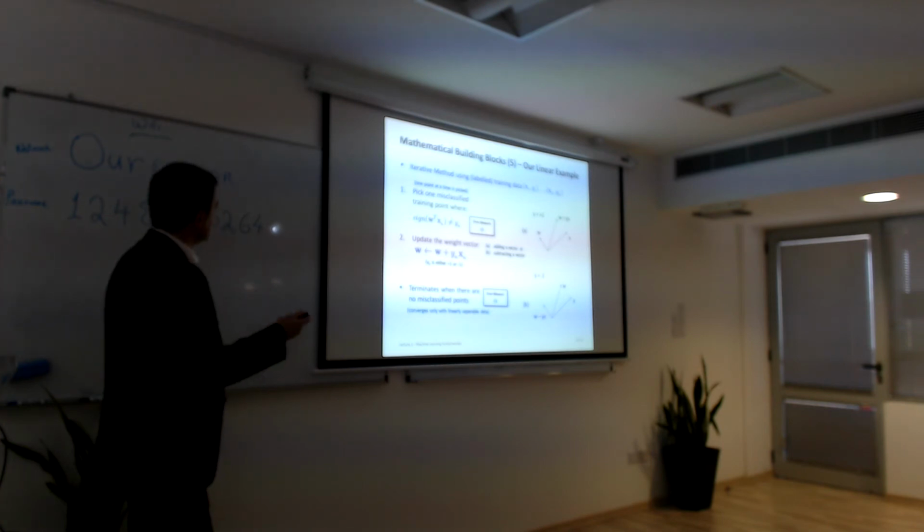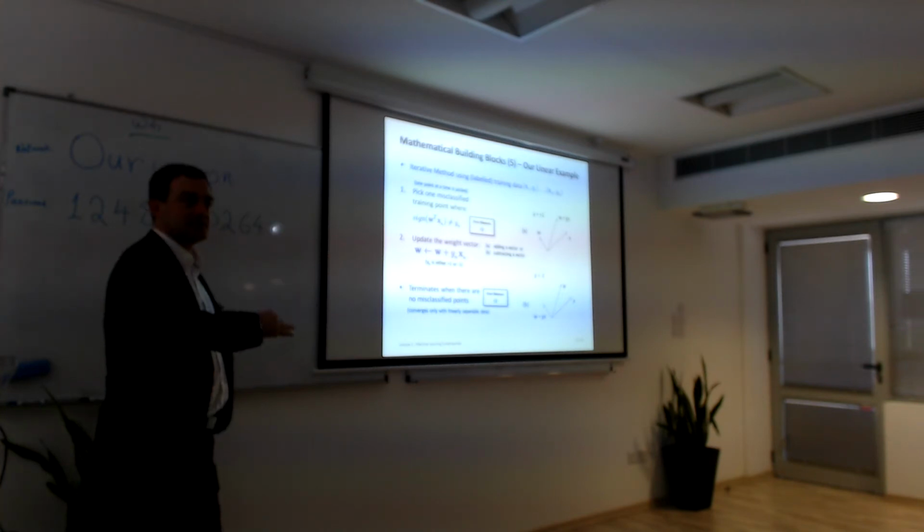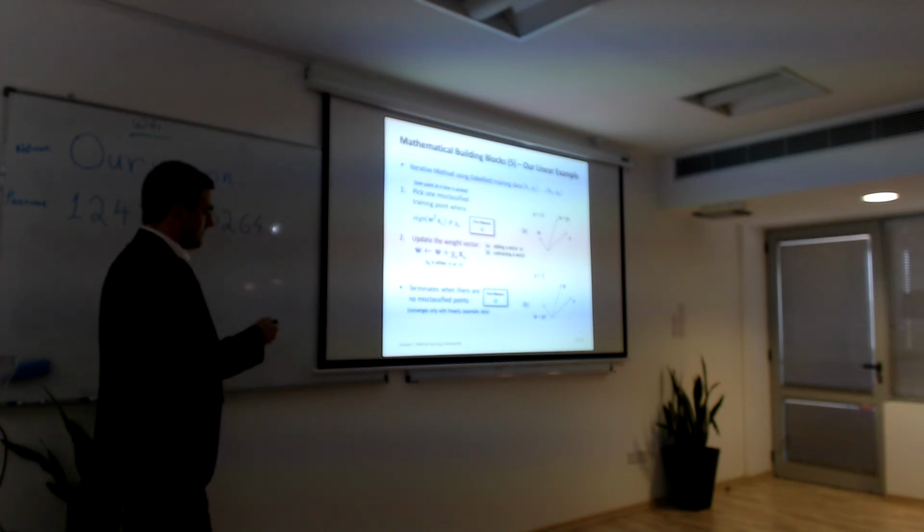And the example here was this error measure. This was our error measure that we defined in the perceptron. We could always see whether this point is on the right side of the line.